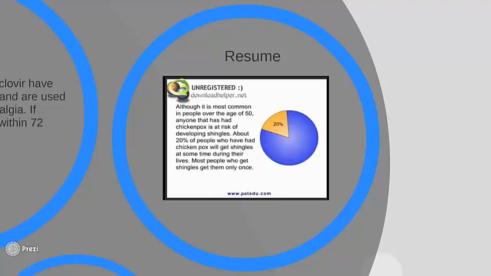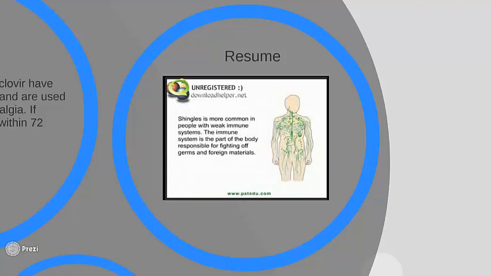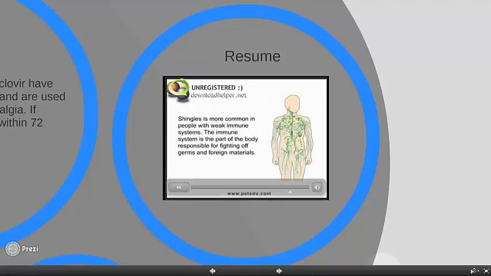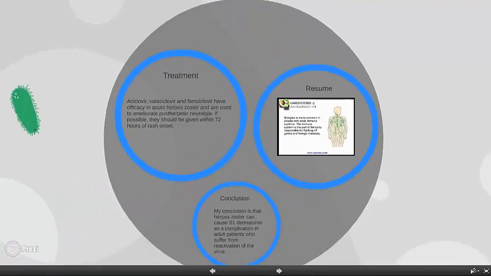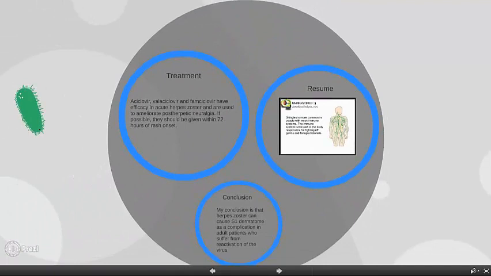Although it is most common in people over the age of 50, anyone that has had chickenpox is at risk of developing shingles. About 20% of people who have had chickenpox will get shingles at some time during their lives. Most people who get shingles get them only once. Shingles is more common in people with weak immune systems. The immune system is the part of the body responsible for fighting off germs and foreign materials.